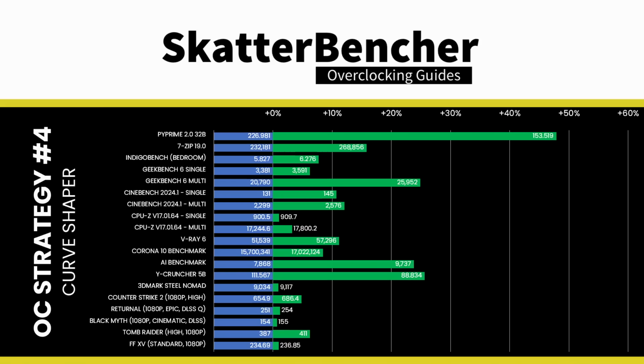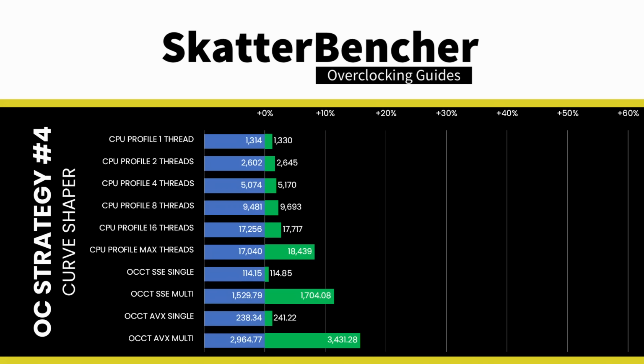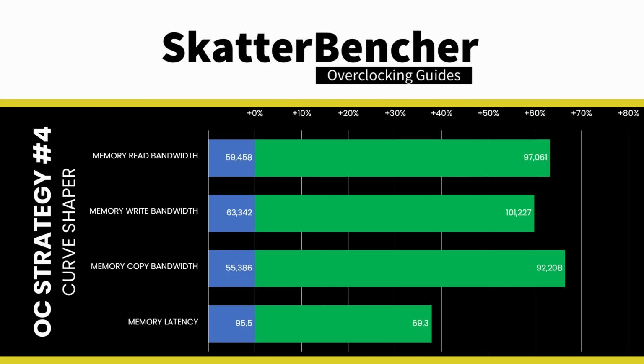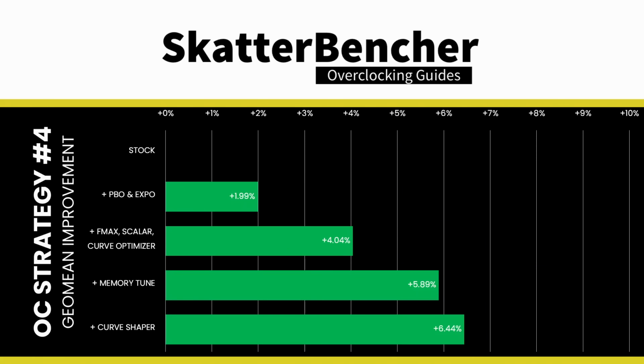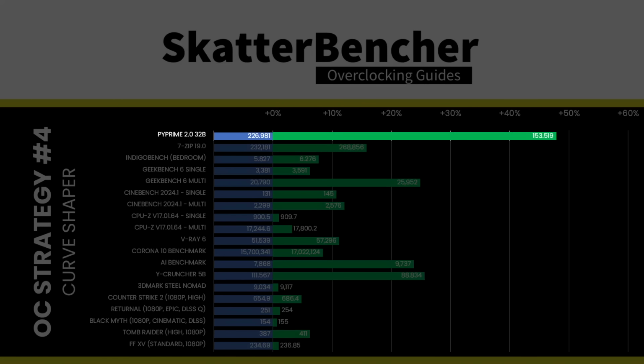While we're now seeing a maximum frequency boost higher than when using Curve Optimizer, the impact in actual workloads is rather limited. So we get ever so slightly better performance across the board, but nothing to write home about. The geomean performance improves another 0.5 percentage points, and we get a maximum improvement of plus 47% in PY prime.